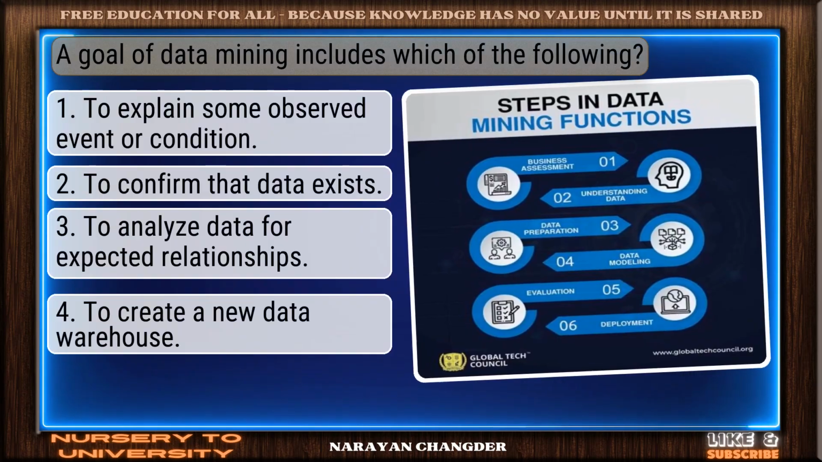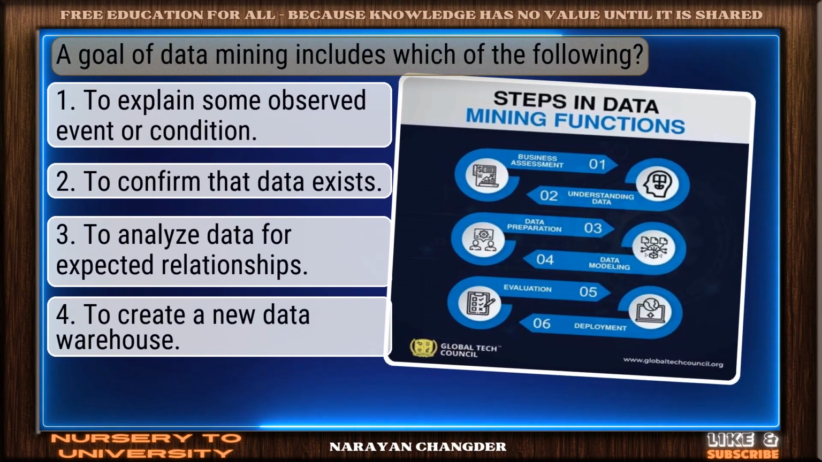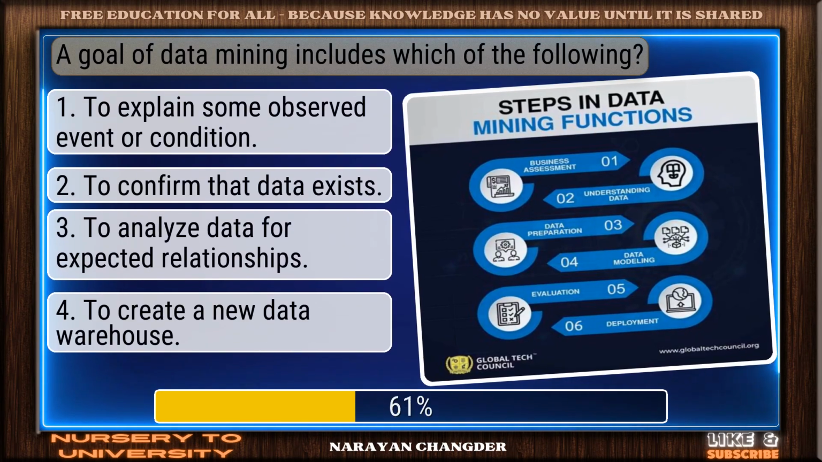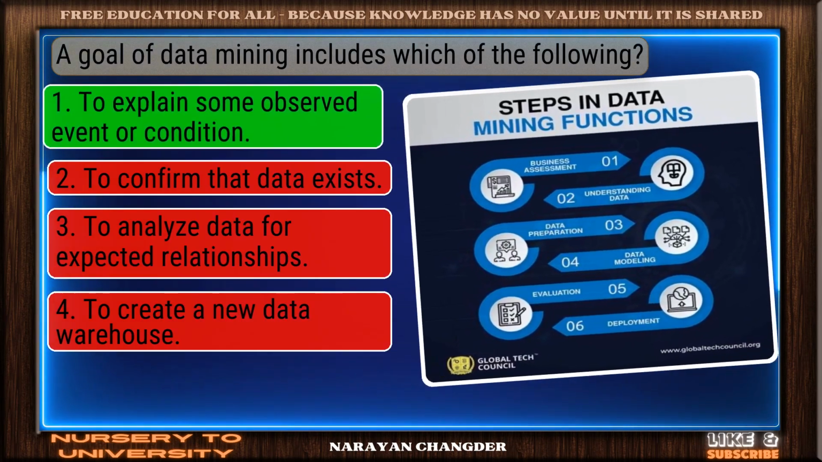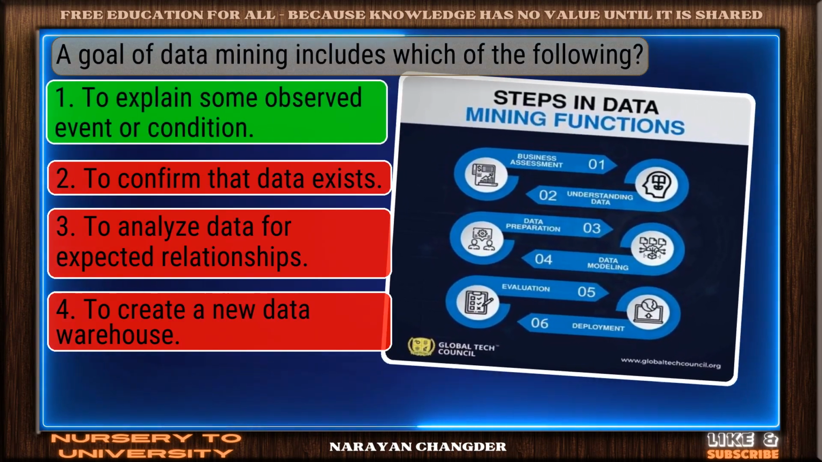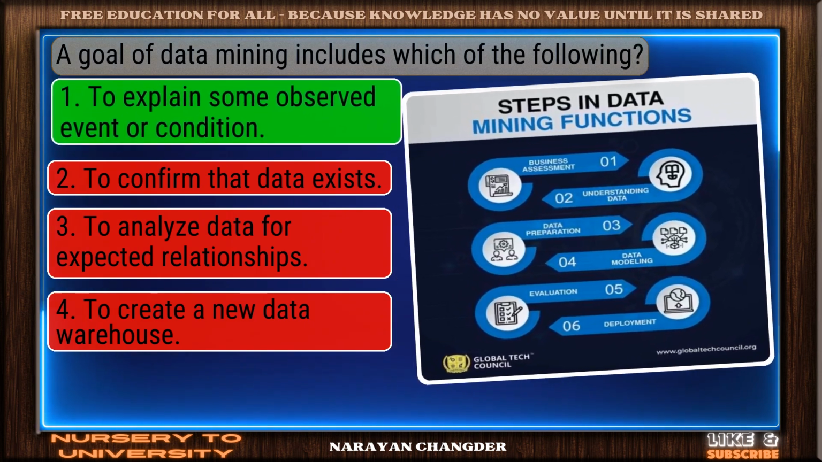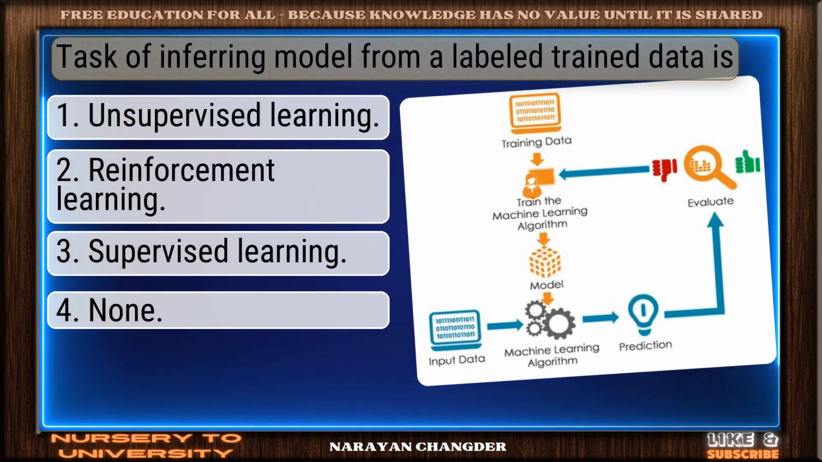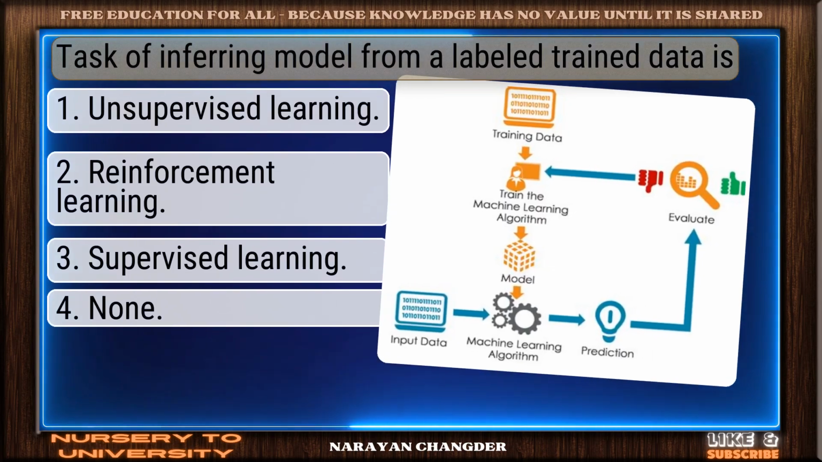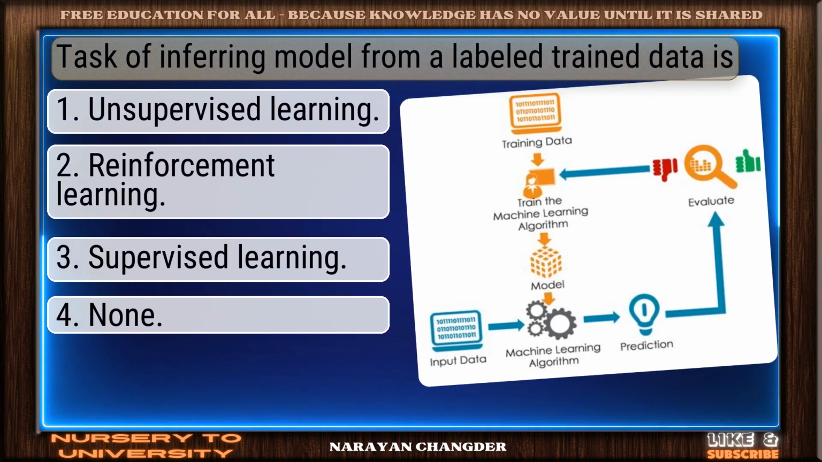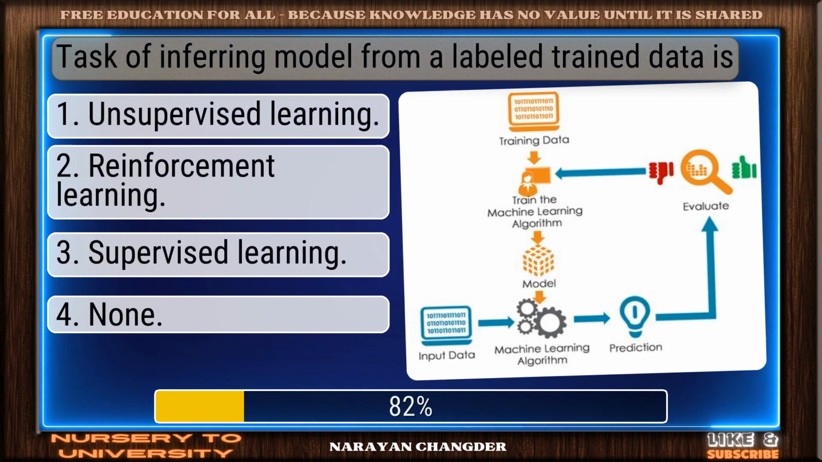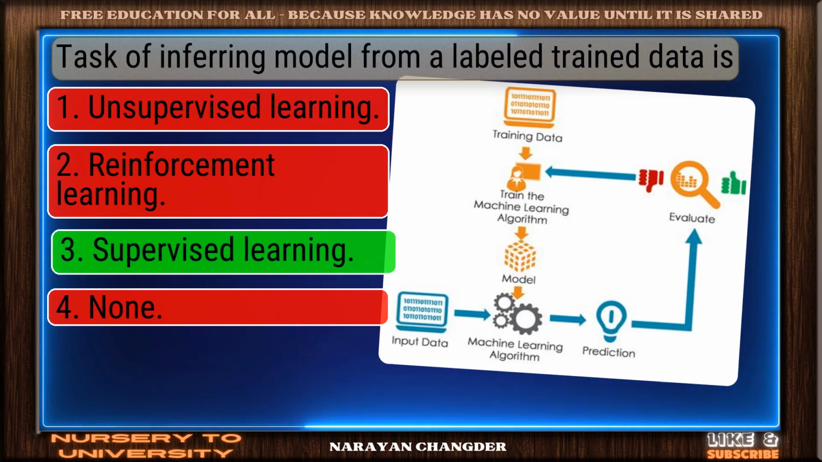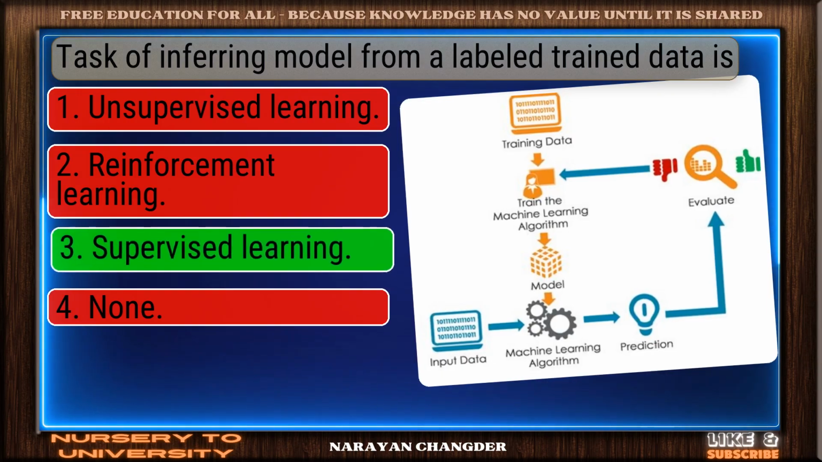Question number 9. A goal of data mining includes which of the following? Clear logic. Your choice, to explain some observed event or condition, is sound and 100% true. Question number 10. Task of inferring model from a labeled trained data is? Exactly. Supervised learning makes sense, and it is the right choice.